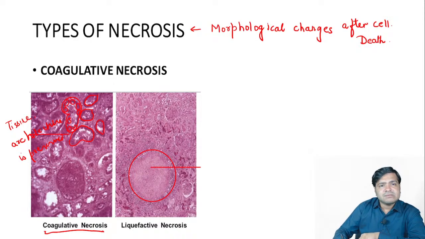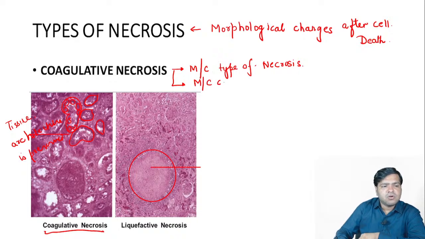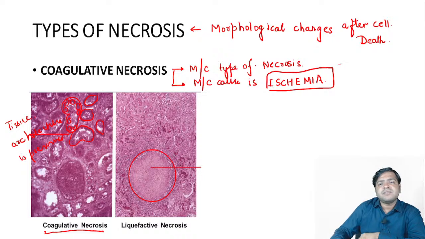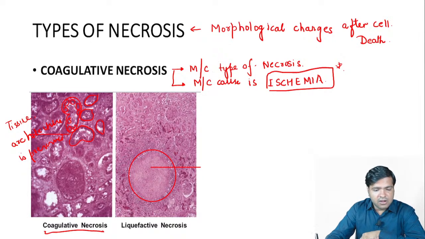So write down over here that coagulative necrosis is the most common type of necrosis, and the most common cause is ischemia. Just to remember, guys, tell me what you understand by the term ischemia. I have already discussed this. The most common cause of coagulative necrosis is ischemia.